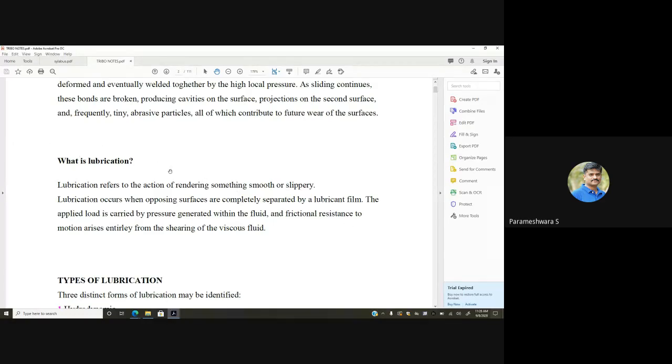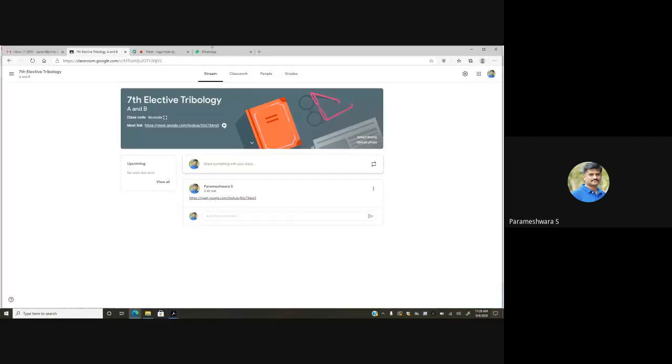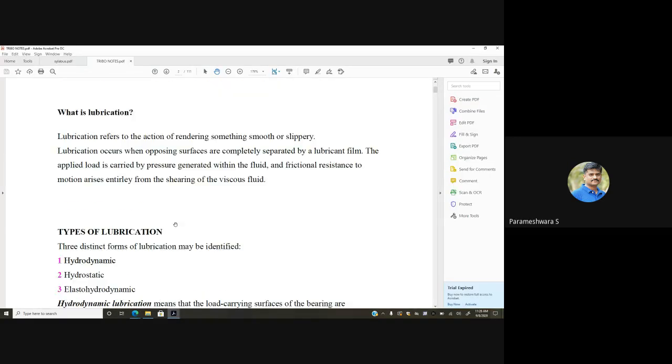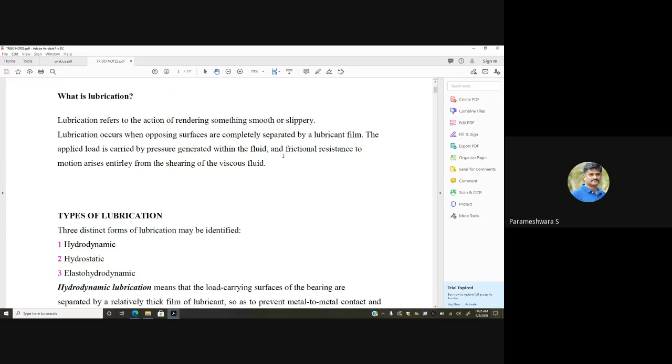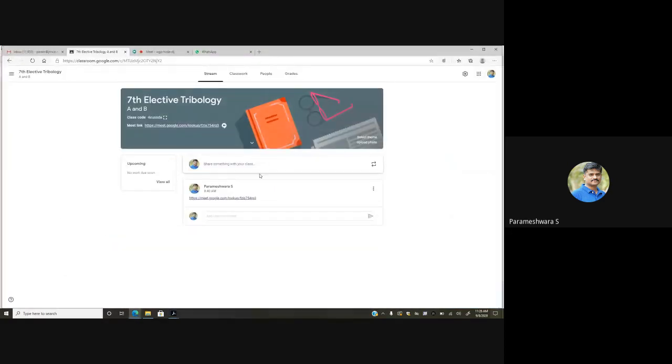We have discussed lubrication in the previous class also, and I have discussed various types of lubricants: solid lubricant, liquid lubricant, semi-solid, semi-liquid, like that. We'll see what the types of lubrication are. When it comes to this, we have three terminologies: lubrication, lubricant, and lubricators.